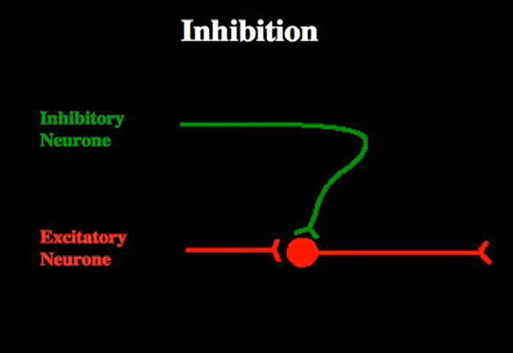Inhibition is the system whereby an inhibitory neuron can influence or turn off an excitatory pathway. And inhibition is hugely important in the central nervous system.